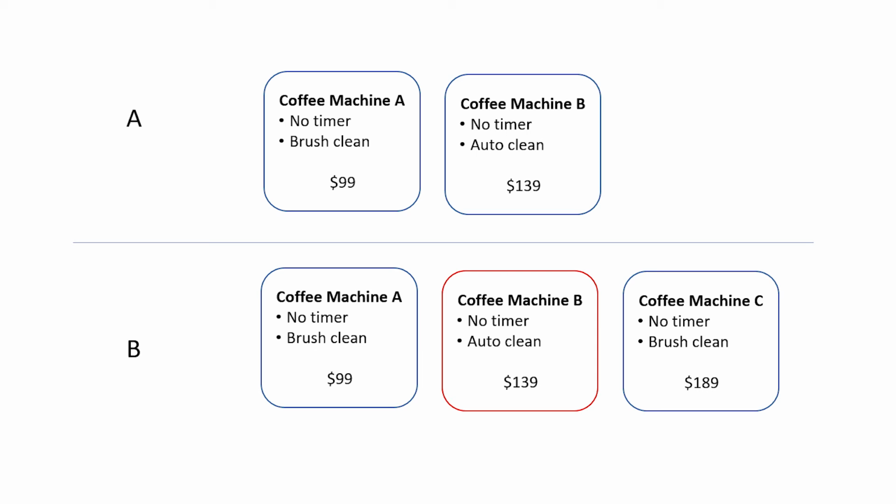Scenario B, however, you've got coffee machine A, same deal, coffee machine B, same deal, but we've added a decoy, coffee machine C, which has no timer and brush clean. In other words, you have to clean it yourself with a brush, and that's $189. That's more expensive than all the other options. That really emphasizes the value of option B. And in this situation, you'll get everybody choosing option B, which is the one that you want them to choose. So the lesson is, if you want your customers to choose a certain option, make sure you include a price decoy. That's the best way to get them to choose.